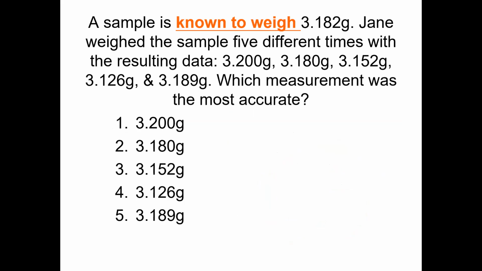Okay, now we have target measurements. Let's look at what it says. Okay, on here it tells you very clearly that, okay, hold on, I gotta move this over. So a sample is known to weigh 3.182 grams. This girl weighed it 5 times, and this is the resulting data. Which measurement is the most accurate of the 5, right? So is it 1, 2, 3, 4, or 5?